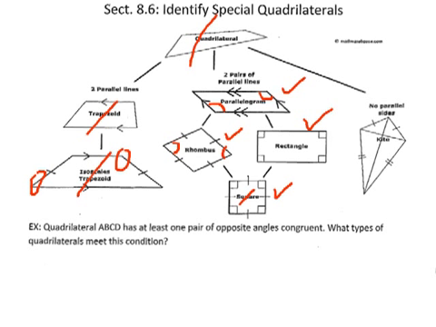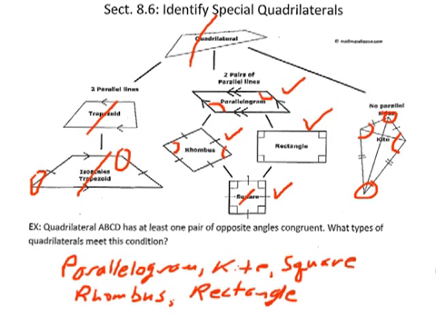Why don't you take a shot at that first? Write down what you think, then pause it or whatever, and then check. I think that a kite does in fact have one pair of opposite angles. Now remember, these are not congruent, but these angles over here, those are congruent. Okay, so let's write that real quick. You should have this: parallelogram, kite, square, rhombus, and rectangle for the quadrilaterals with at least one pair of opposite angles congruent.